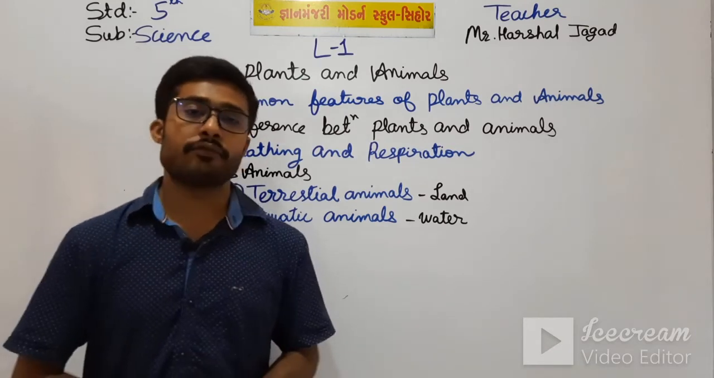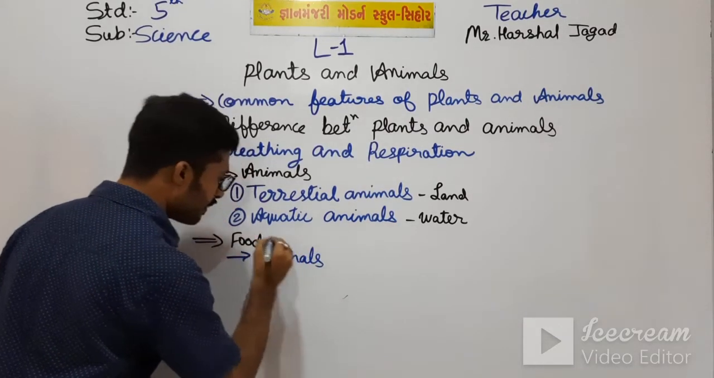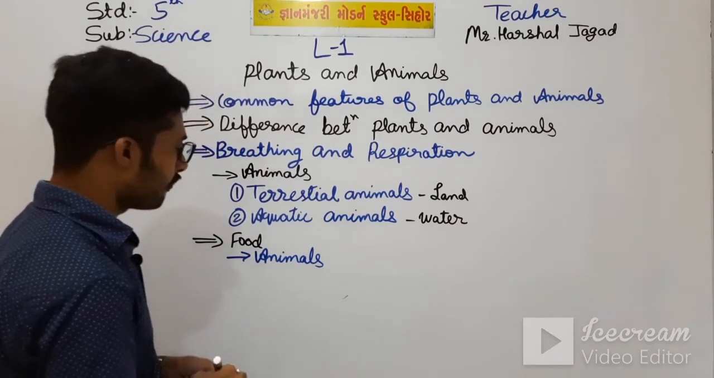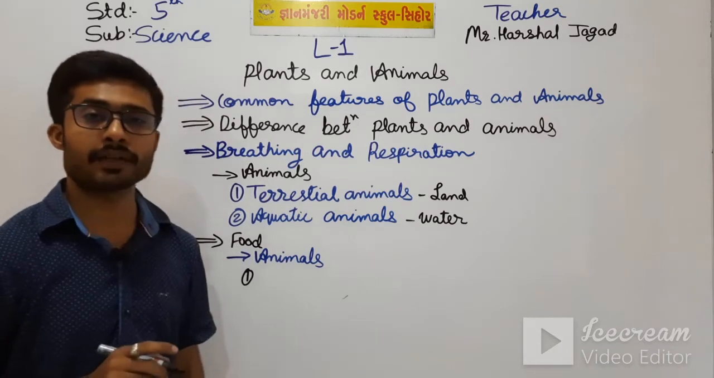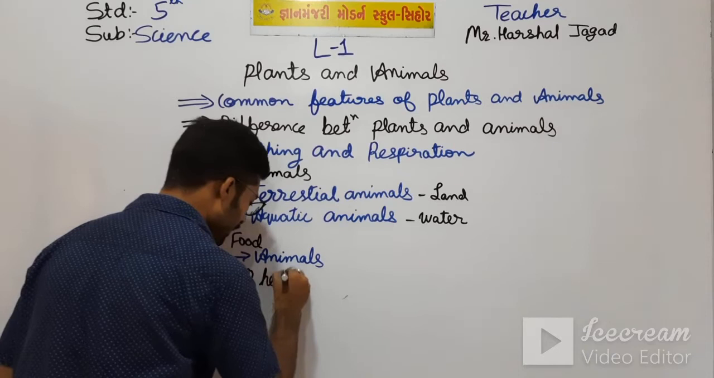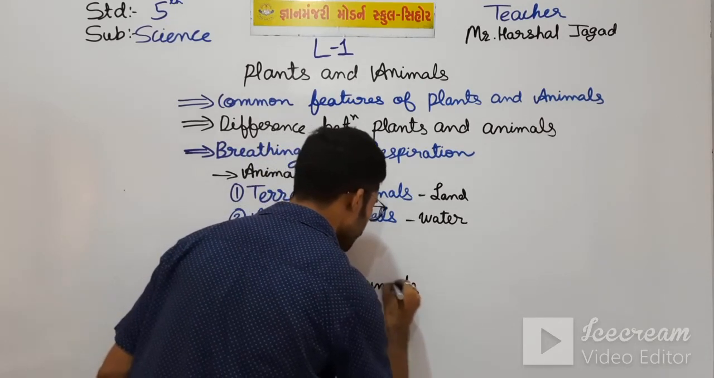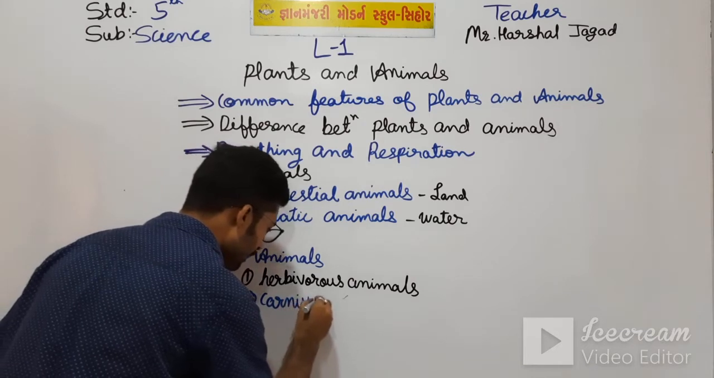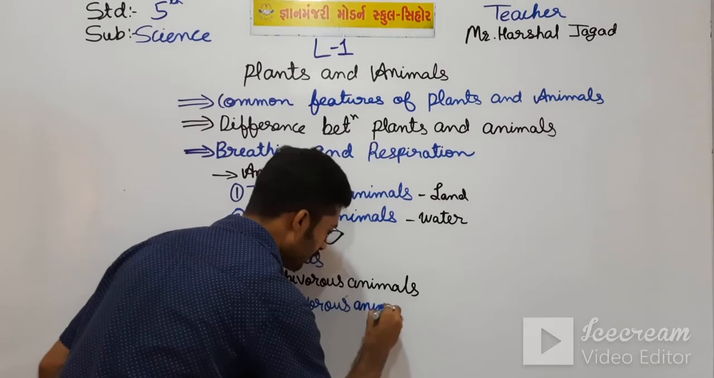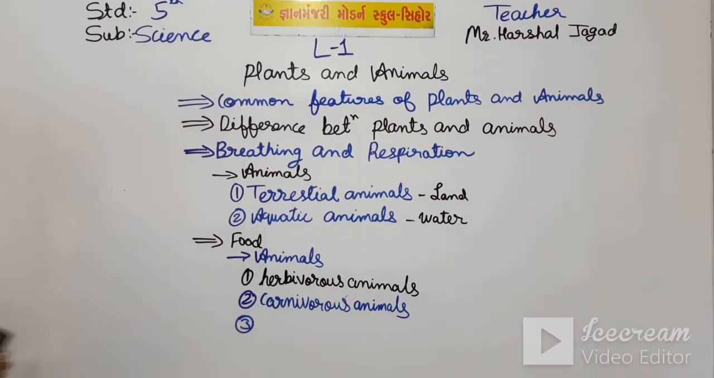Food. In food, first there was animals. So animals, first, animals are categorized into three types. First, that was herbivorous animals. Second, carnivorous animals. And third, that was omnivorous animals.